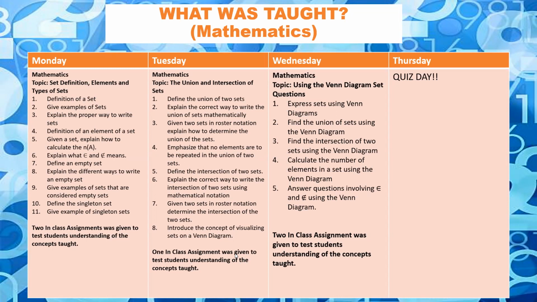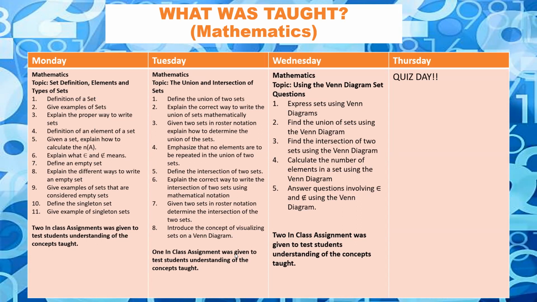We defined an empty set. We explained the different ways to write an empty set. We gave examples of sets and we gave examples of sets that are considered empty. We talked about what we mean by singleton set, and of course, we gave some examples on that.